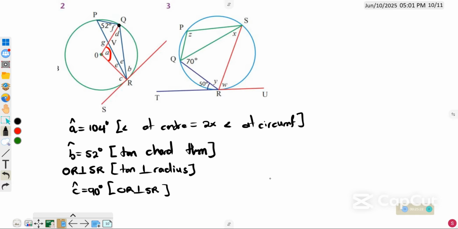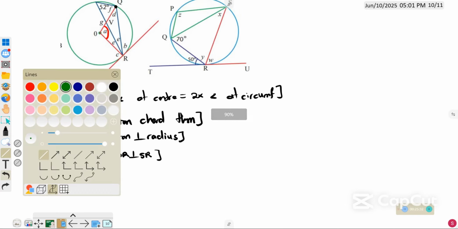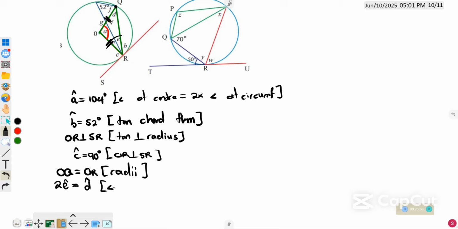It's a bit of a tricky situation, but it's doable either way. So let's isolate that triangle, the one which we have to use. If you look at this green triangle right here, you will see that the line OQ will be equal to the line OR, and these are radii. If this is equal to that, it means the 2e, 2 angle E, because it's E and E, has to be equal to angle D. And those are angles opposite equal sides. Right.